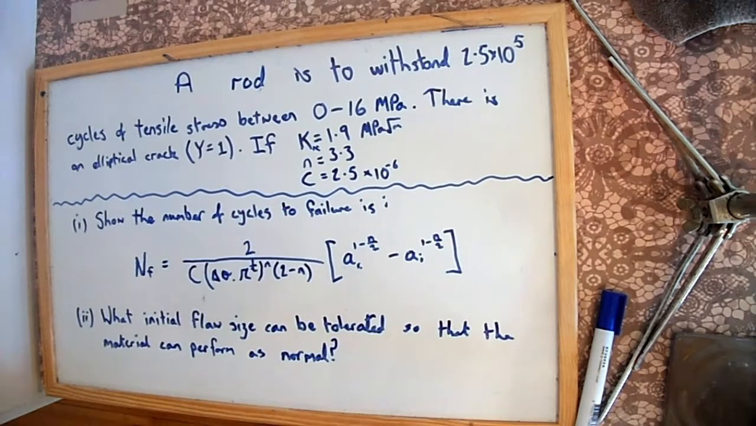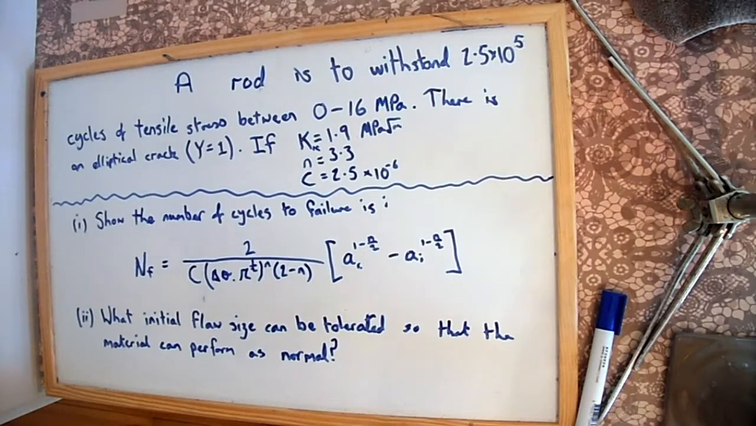So in the question they give Y equal to 1 for this. And then they also give three different values. K_IC, which is the critical stress intensity factor, is 1.9 megapascals square meters, which is just the unit for stress intensity factor. And then N is 3.3, C is 2.5 by 10 to the minus 6. N and C are just two constants that can be found from testing the material.